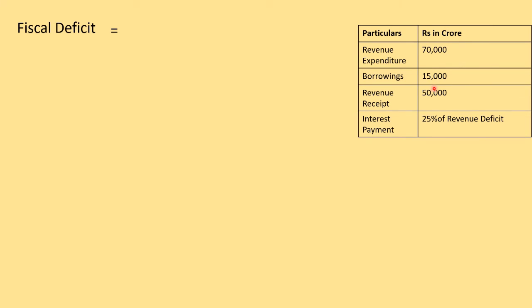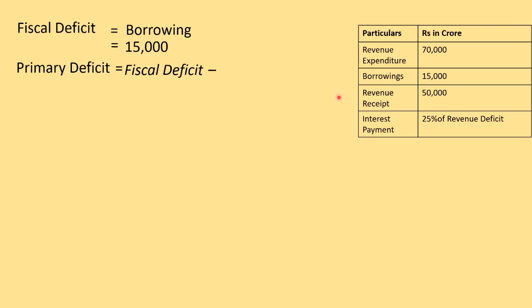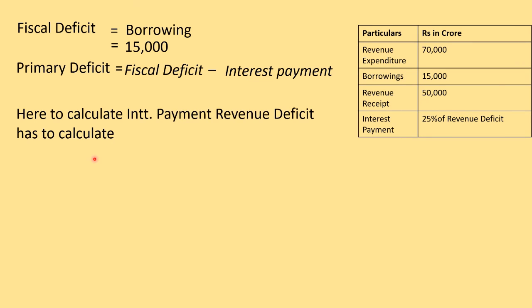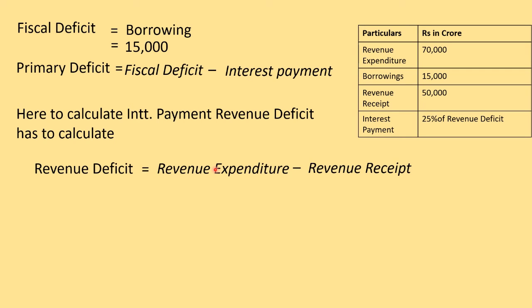Firstly we find out the fiscal deficit. We know the formula to calculate the fiscal deficit is borrowing. Borrowing is 15, so the fiscal deficit is given to us, that is 15,000. Primary deficit, the formula is fiscal deficit minus interest payment. To calculate the interest, firstly we have to find out the revenue deficit. Revenue deficit is revenue expenditure minus revenue receipt. Revenue expenditure is 70,000. Revenue receipt is 50. Answer is 20,000 crore.